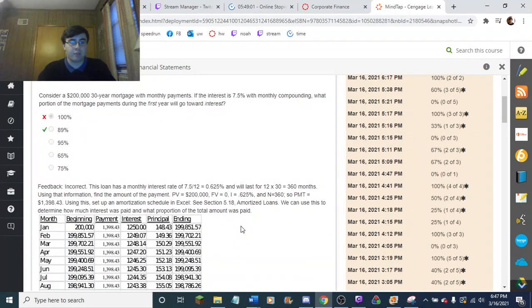So, yeah, whatever. I'm just gonna do 200,000, I equals 0.625, 360, compute payments. The payment is equal to that.